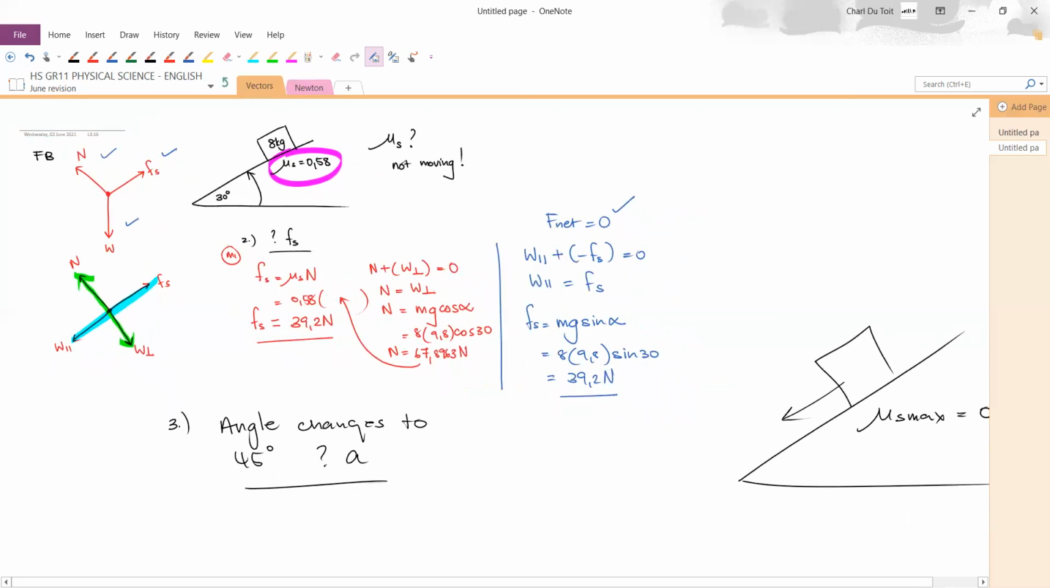Or they should have said, the angle changed to 45 degrees and the kinetic friction is then 65 Newton. No, sorry, not 65. 35 Newton. So once it starts moving, the friction will actually go down. And then you can work out the acceleration. What is acceleration?